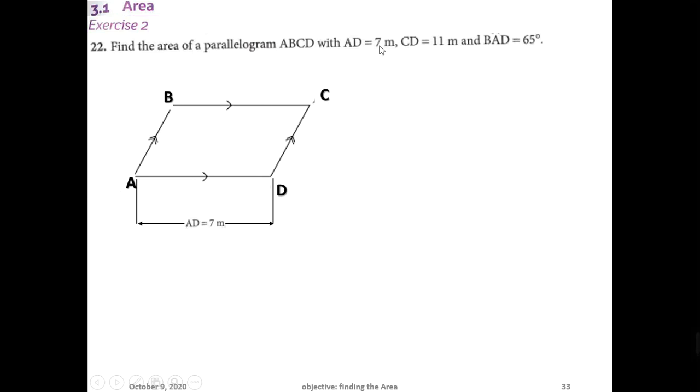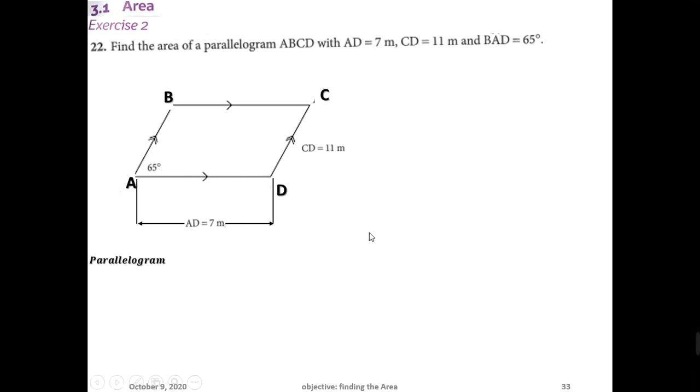Once we read the question, there are some sides or some angles that are given, so we must place them on the drawing. Here, they said that AD is equal to 7 meters and CD is equal to 11 meters, and this angle BAD is equal to 65 degrees. Every two opposite sides in a parallelogram are equal and parallel, of course.